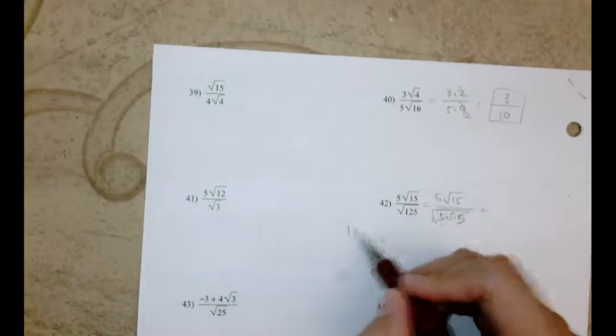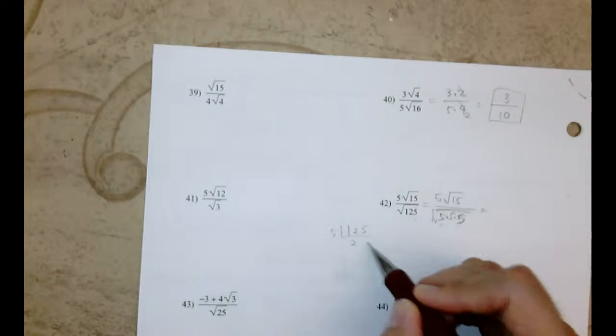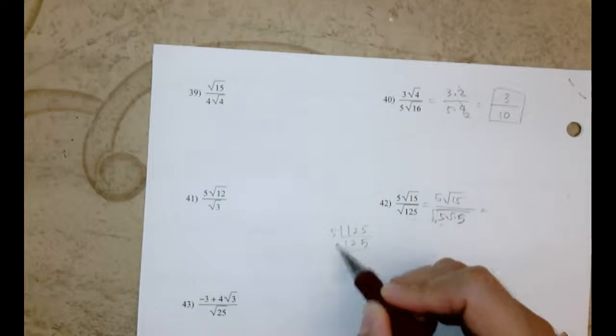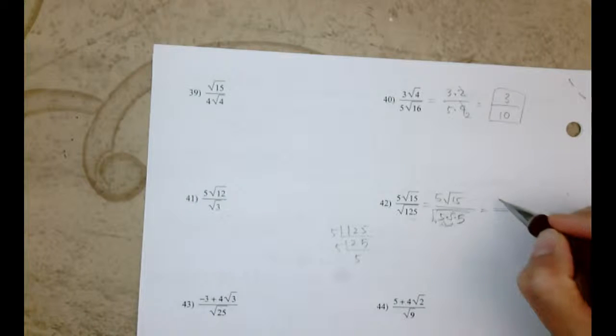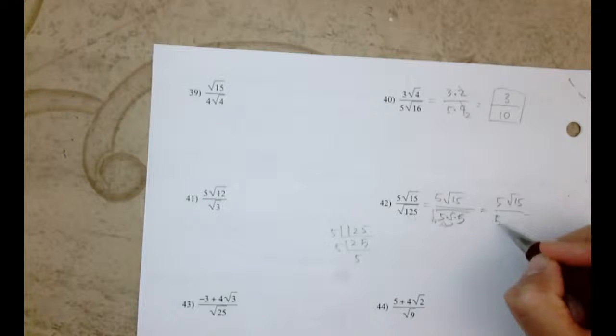So now I know that that's 5 times 5 times 5 because I've done enough problems. If you don't see it, you have to prime factor, right? Like we practiced, you know that there's 5 in there, there's 2, and then 5, so that's 5 and 5, 5, 5, 5. Okay, so 1, 5 comes out. So you have a 5 root 15 and then 5 root 5.